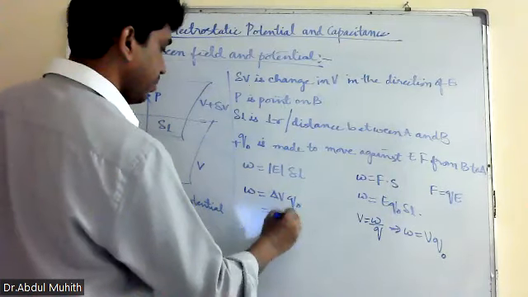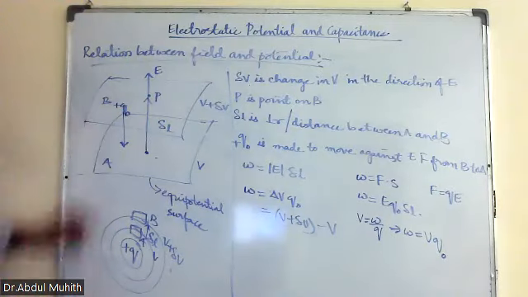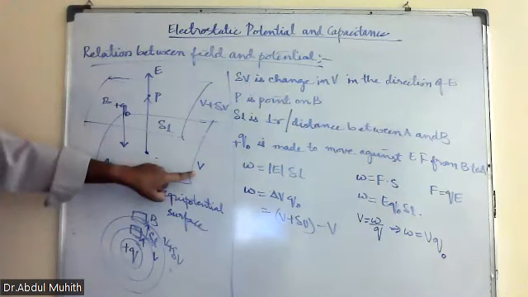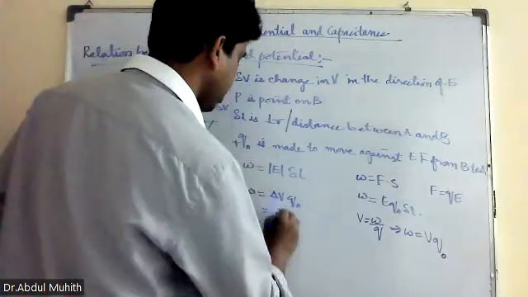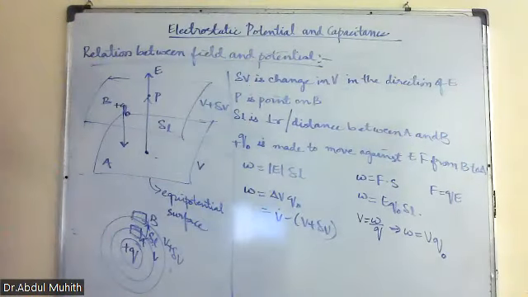So we are writing here V plus delta V minus V. This is a difference. Delta V is the difference: here the potential is V plus delta V, here the potential is V. So we can write the difference as V minus V plus delta V. We can write it either way. Clear? That is the work done.